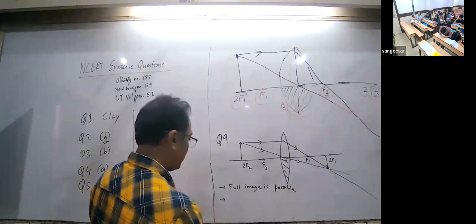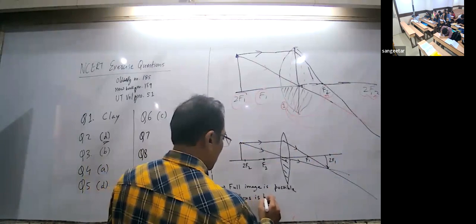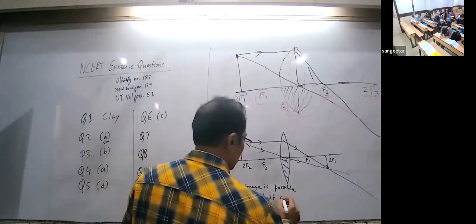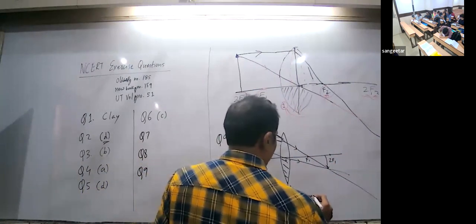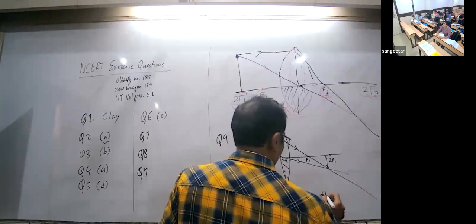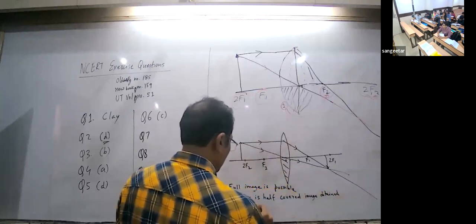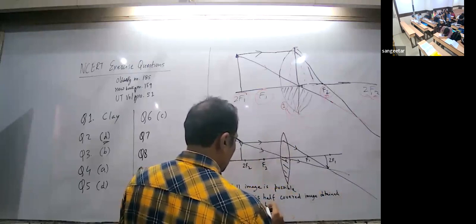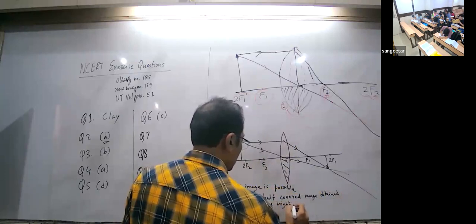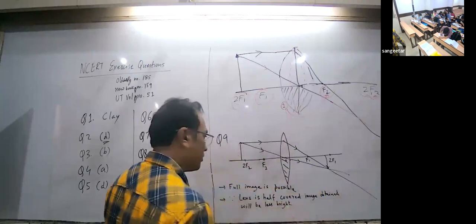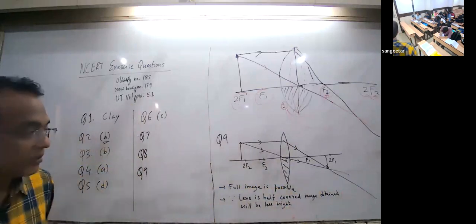Since the lens is half covered, the image obtained will be less bright. Okay, it will be a full image but less bright.